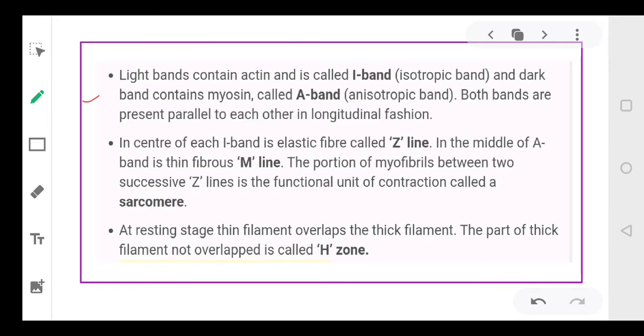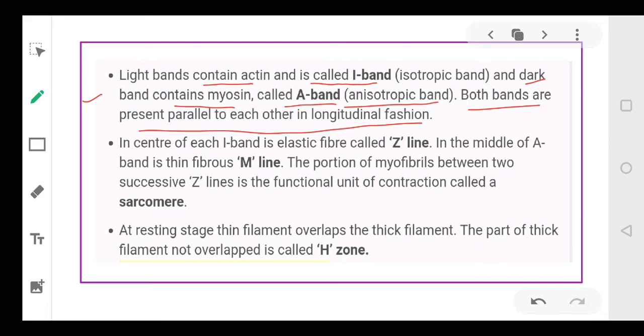Now your light bands contain actin and are also called I band, as I told you. Dark bands contain myosin and are also called A band or anisotropic band. And both these bands are arranged parallel to each other in a longitudinal fashion.